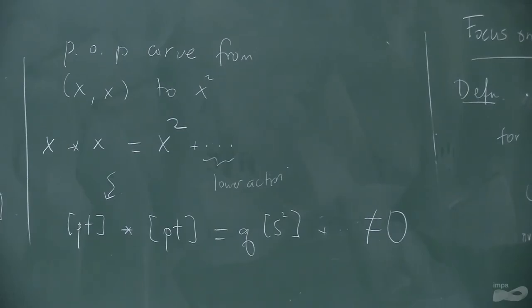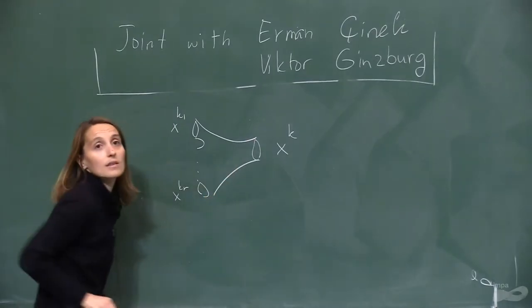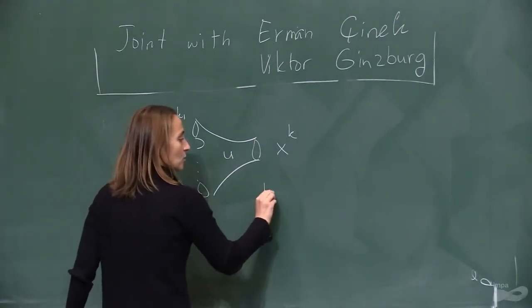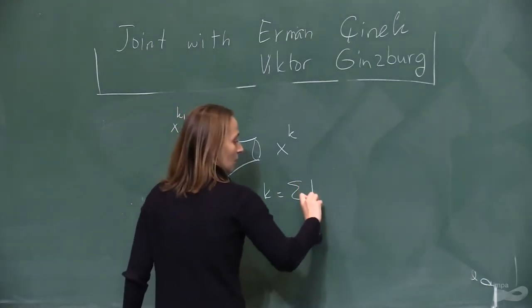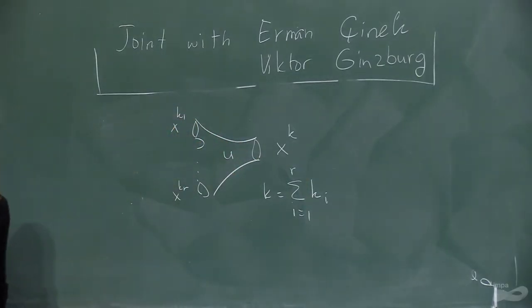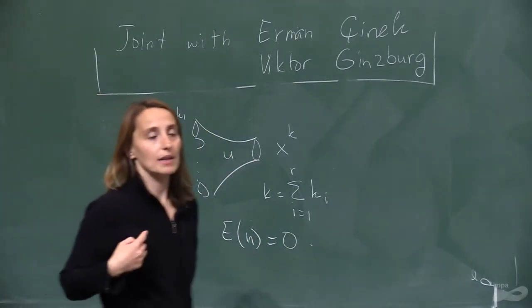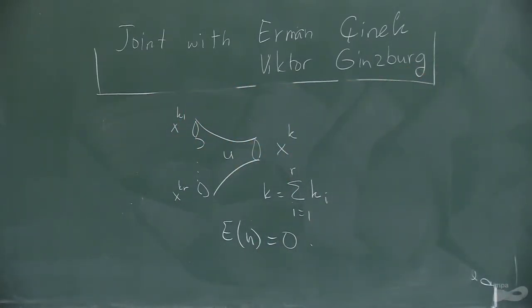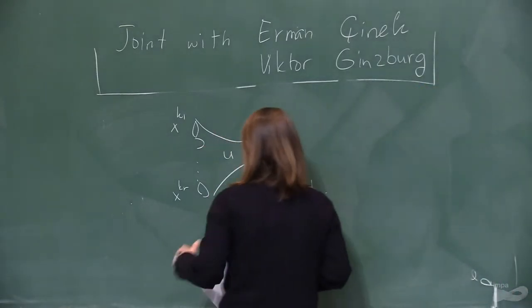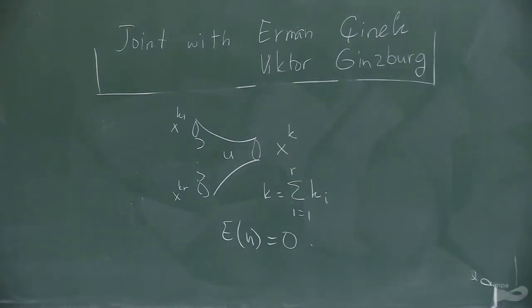Okay, so what we want to do, I want to look at the following kind of curves. I will have the same orbit x, and then I want to put iterations of the orbit x, maybe k_r here, and then I will look at these. Here I'm going to have the kth iteration of this orbit, and k is going to be the sum of the k_i's like that. Again, the energy, which will be given by the action difference, is going to be zero for these things. So I'm going to be looking at zero energy pair of pants curves, but this very specific type of pair of pants curves.